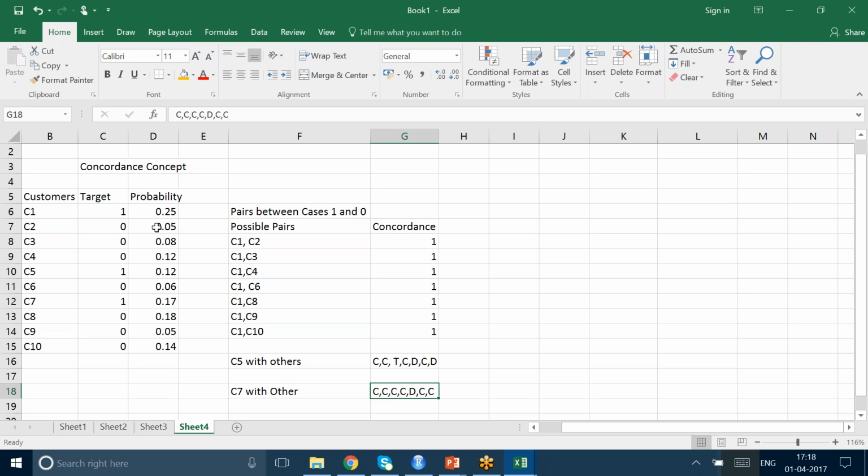Am I right? So I'm comparing with 0.17. Concordant, concordant, concordant, 3 concordance. This is concordant, 4 concordance. This is discordant, 5, 6, 7. Okay. So I got this.